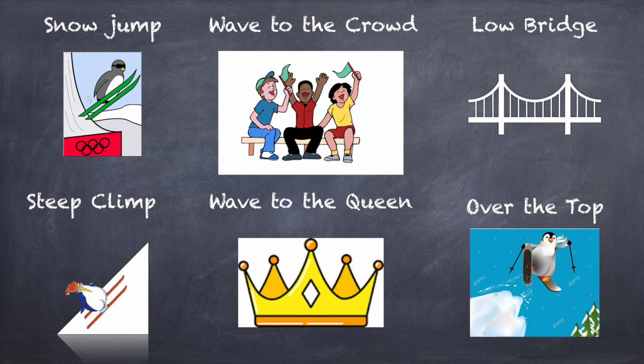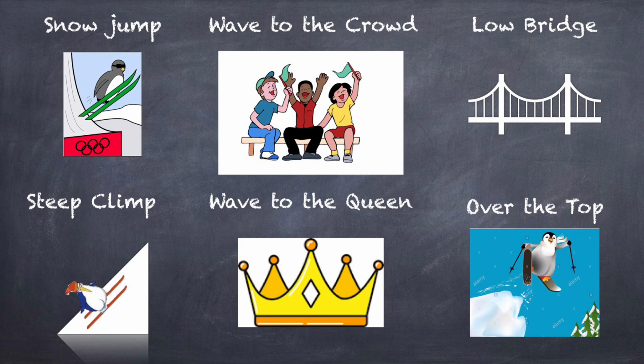Next to snow jump, you can see a picture of some boys and girls in a crowd cheering and waving flags. This represents wave to the crowd. So if you see this picture, you wave simply to the front or to the side of you, waving to the crowd and waving to all the people that are cheering you on. You can wave with one hand or 2 hands, it's completely up to you.